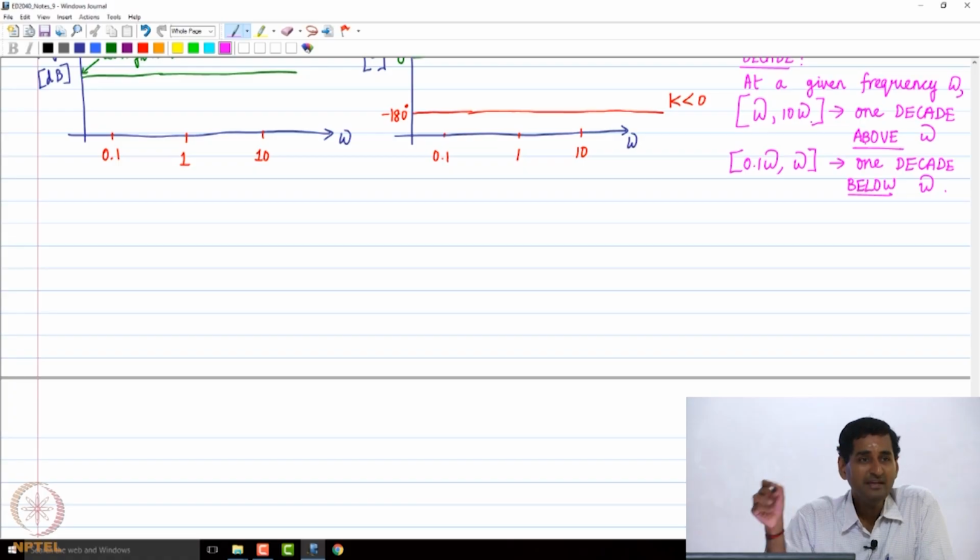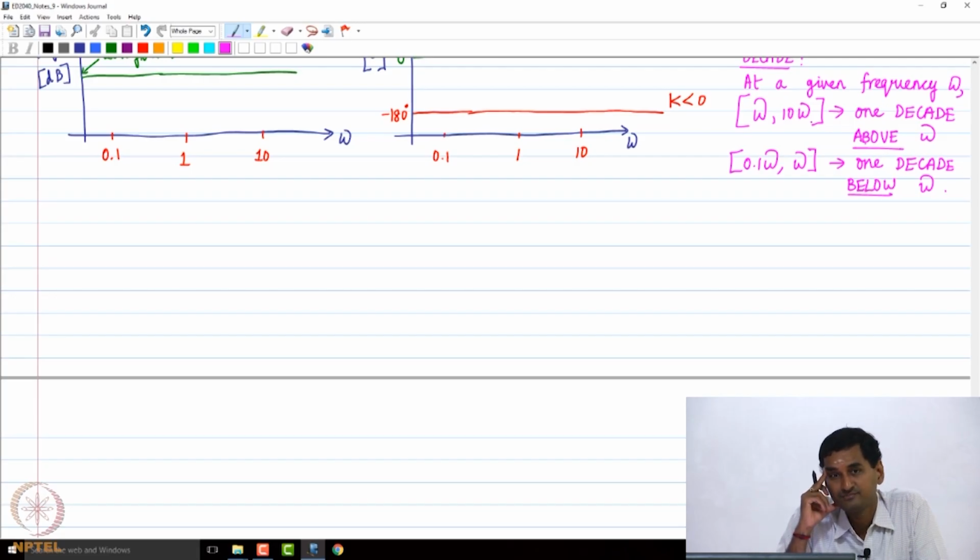Okay. So, why is it that I should consider this particular unit? What advantage do I get? Please note that we are using a logarithmic scale, right? So, if I have log omega and log of 10 omega, what is log of 10 omega? What will I get if I go one decade above or below omega? It is 1 plus log of omega. So, what do I get out of it?